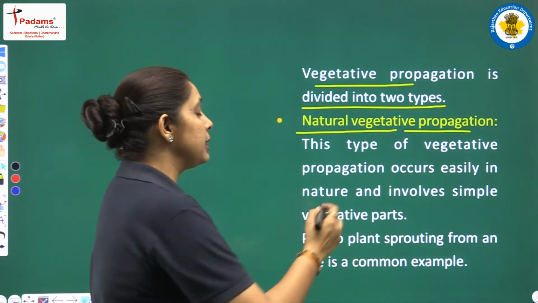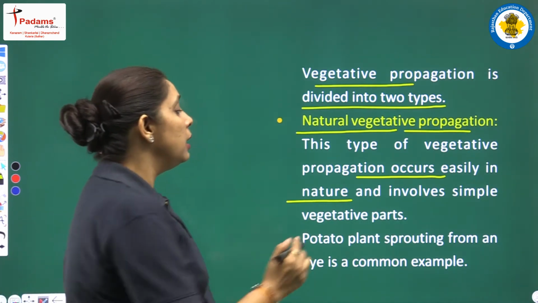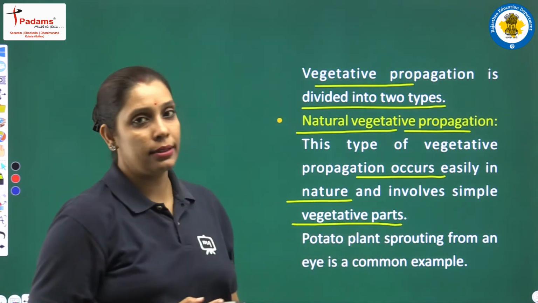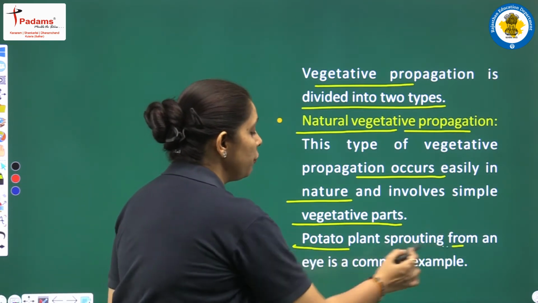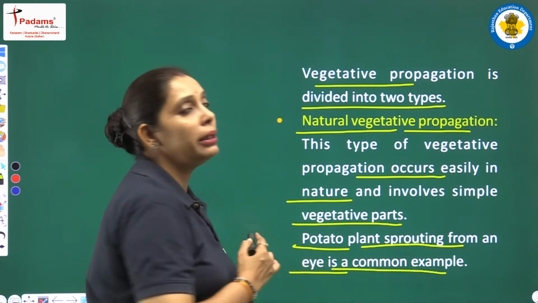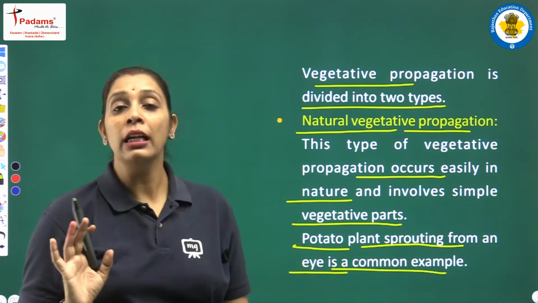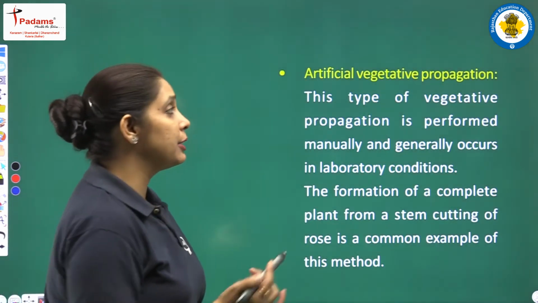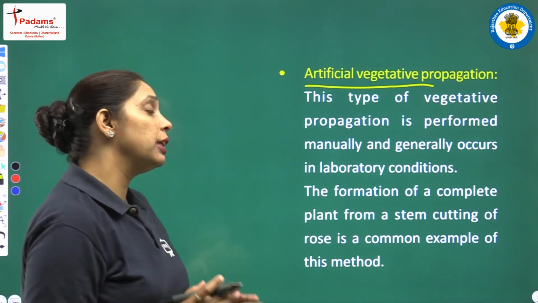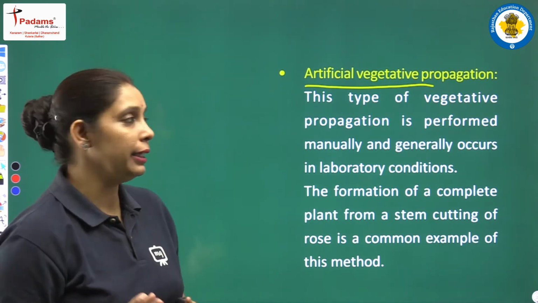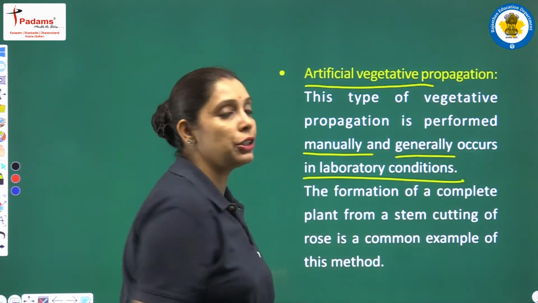This type of vegetative propagation occurs easily in nature and involves simple vegetative parts. For example, you can write here potato plant sprouting from an eye is a common example. Okay, the natural type of vegetative propagation, is it clear? Now artificial vegetative propagation. This type of vegetative propagation is performed manually. Okay, generally occurs in laboratory conditions.